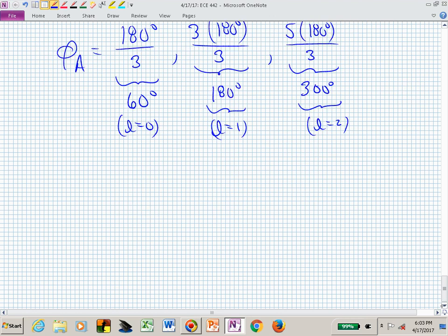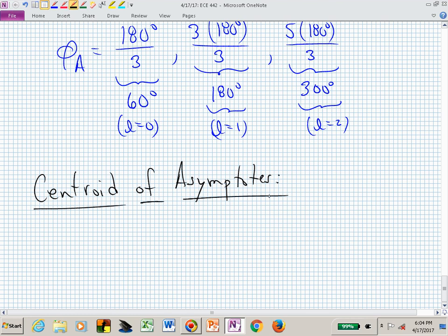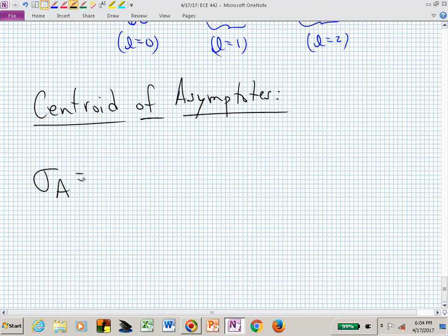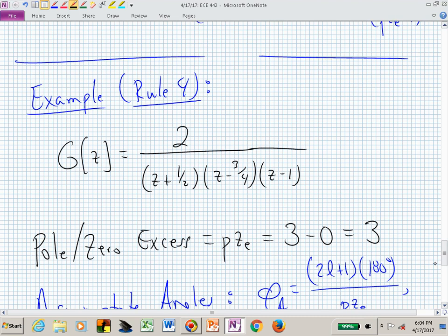Where are those? These are all tied together at one point called the centroid, and we want to know where we pin that down on the real line. That's our centroid. So for the centroid of these 3 asymptotes, we have our formula. Sigma sub A: we take all of the poles and add their locations together. Where were my poles located? And here, some people were going too fast on the exam, and they were forgetting that with a z plus 1/2, where is that pole actually located?